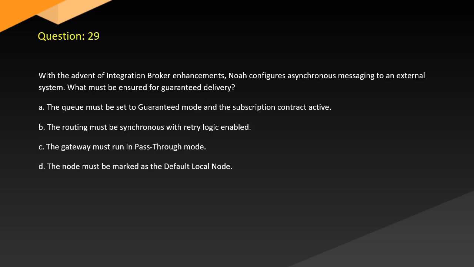Question 29. With the advent of integration broker enhancements, Noah configures asynchronous messaging to an external system. What must be ensured for guaranteed delivery? A. The queue must be set to guaranteed mode and the subscription contract active. B. The routing must be synchronous with retry logic enabled. C. The gateway must run in pass-through mode. D. The node must be marked as the default local node.